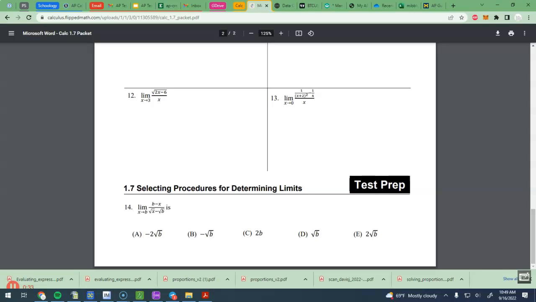It's absurd. All right, so this 14, I wanted to go through two ways to see if I can. What is it, the limit as x approaches b of (b minus x) over the square root of x minus the square root of b? Okay. So, two ways to do it.